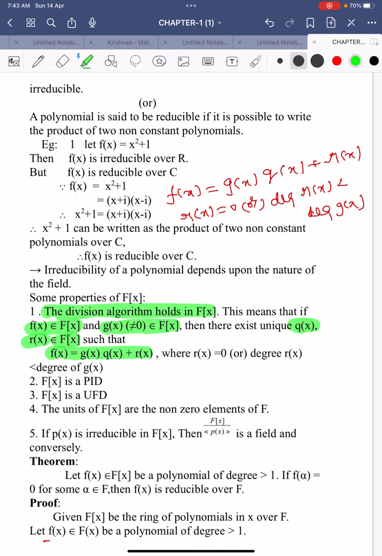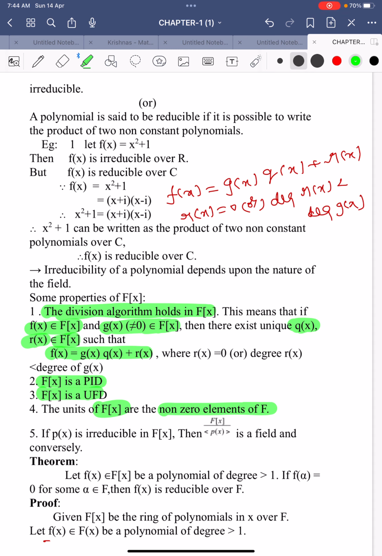The next, second property: capital F of x is a principal ideal domain. Remember that capital F of x is a PID. PID means principal ideal domain. And capital F of x is a unique factorization domain, UFD, unique factorization domain. And the units of capital F of x are the non-zero elements of F.